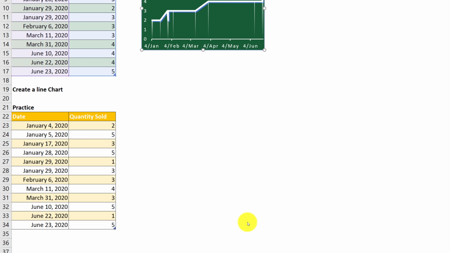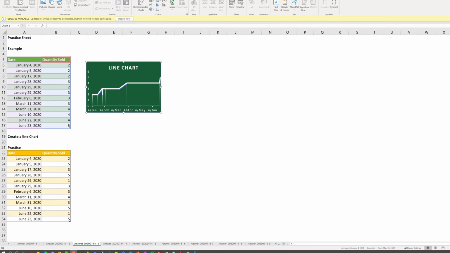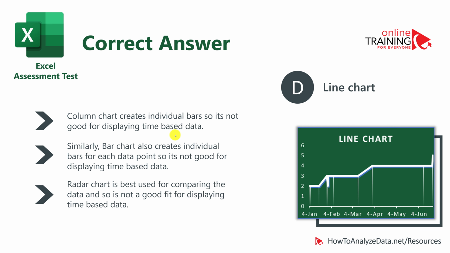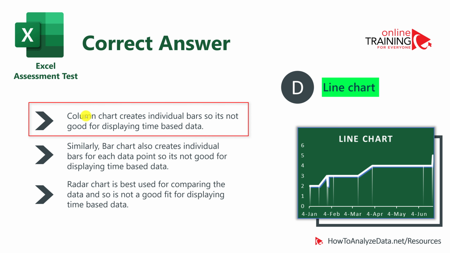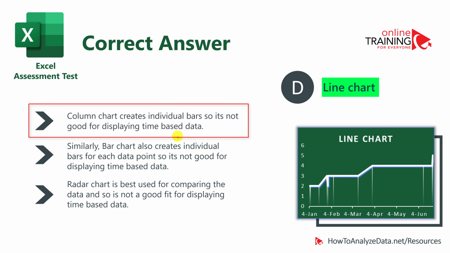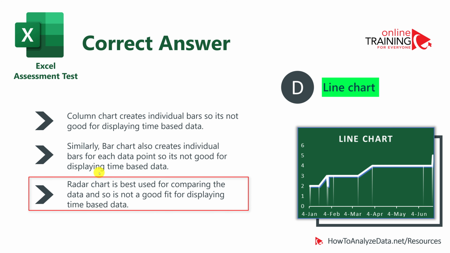Now let's go back to the PowerPoint slide, and I'll explain why other choices were not the correct choices. So as you have figured out by now, the correct answer is D, which is the line chart. And the reason it's the correct answer is because other choices are incorrect, and that's definitely the best way to display time-based data. What we know is that column chart creates individual bars, and it's not good for displaying time-based data. And bar chart does the same. And then radar chart is best used for comparing the data, and it's not a good choice for displaying time-based data. So the correct choice is D, line chart.